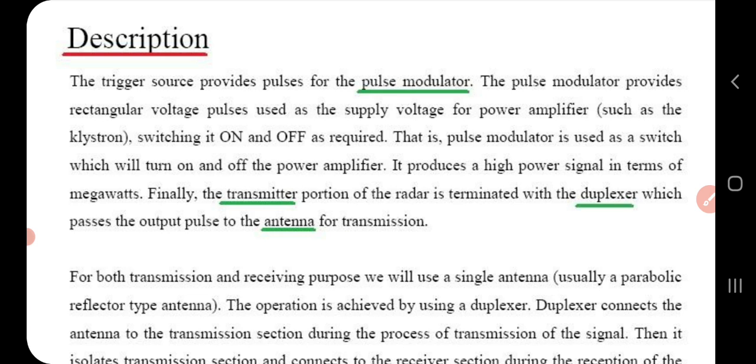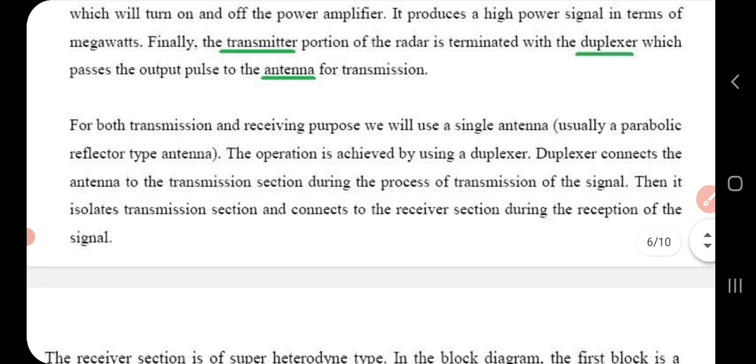Finally, the transmitter portion of the radar is terminated with the duplexer, which in turn will pass the output pulse to the antenna for transmission. Here, as already discussed, a single antenna is used for both transmission and reception purposes. The operation is achieved using the duplexer.